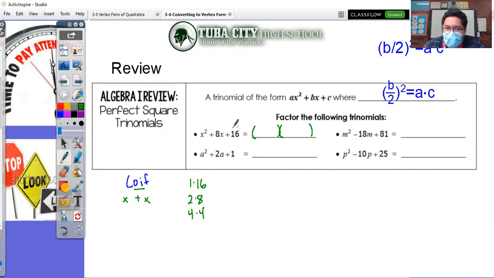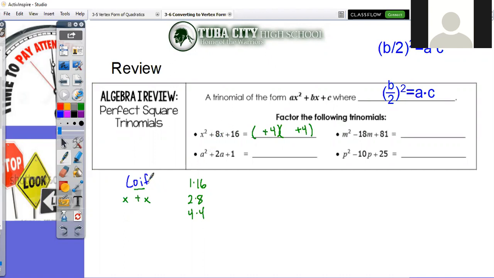Looking at the last number, it's positive 16. If it's a positive 16, there are two possible outcomes: they could both be positive or they could both be negative. In this case, I'm going to go with positive here, because this one is positive. It means they're the same sign and they are both positive, because 4 plus 4 is 8.